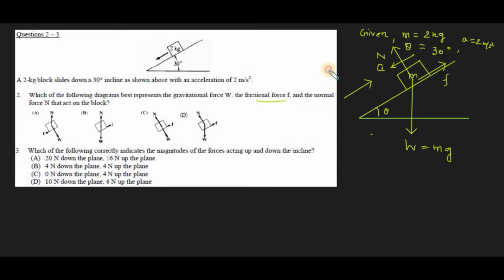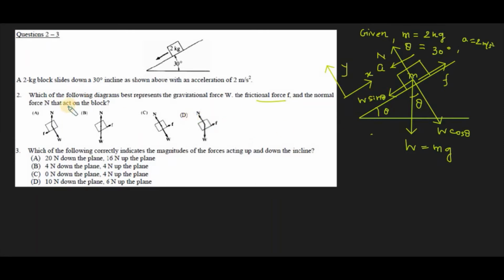The coordinate system I'm considering is parallel to the inclined surface, that is our x-axis, and perpendicular to the inclined surface, that's our y-axis. So this weight can be resolved into two components. This angle would be theta, and the component perpendicular to the inclined plane would be w cosine theta, and the other one, parallel to the inclined plane, will be w sine theta.